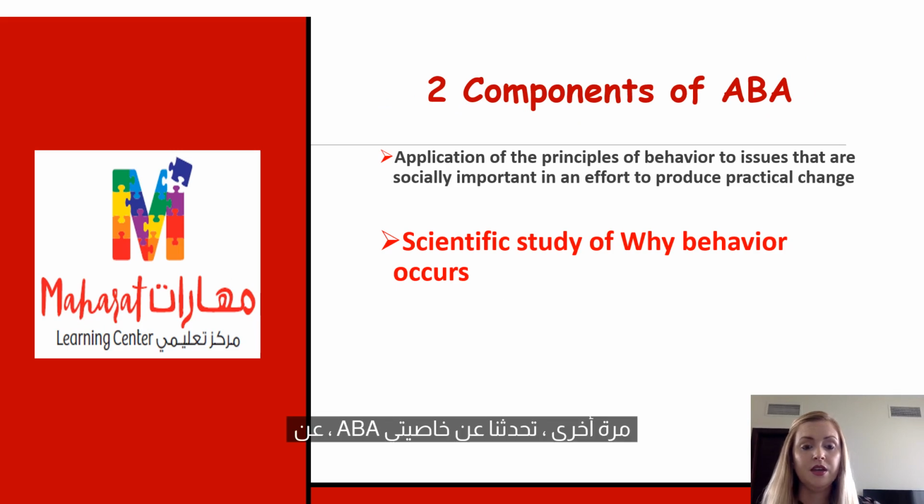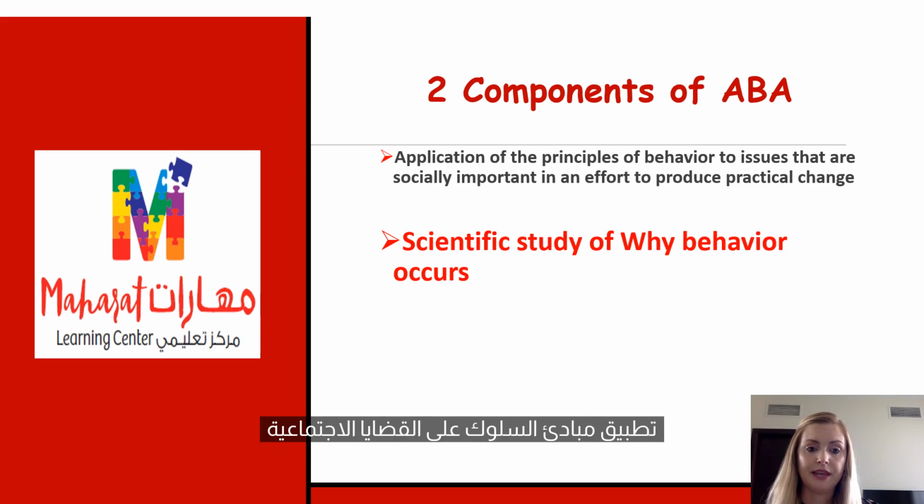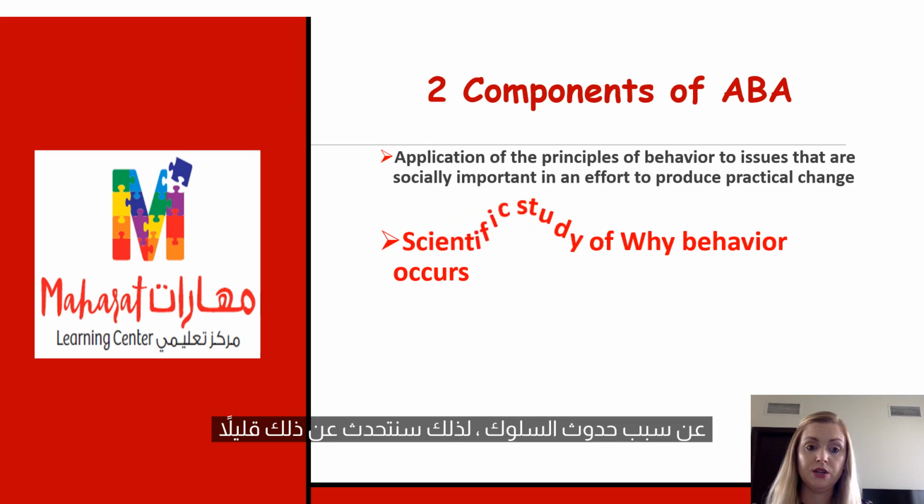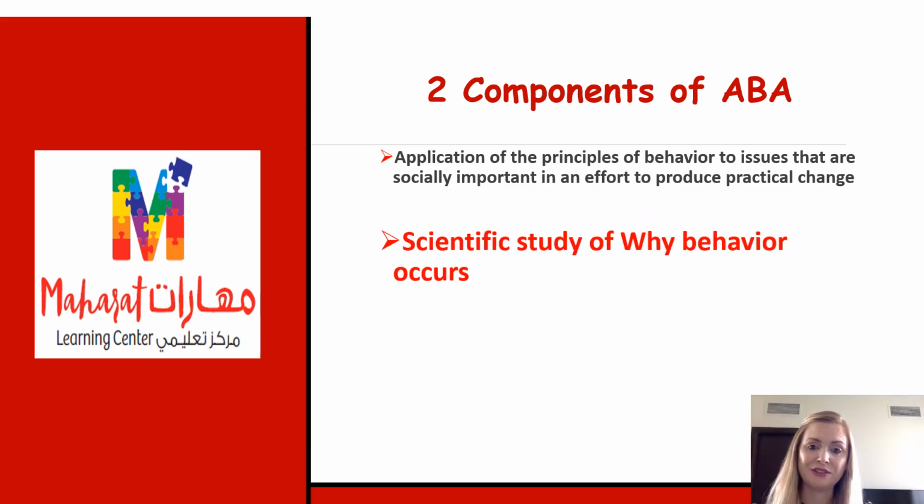So again, the two characteristics of ABA: we talked about the application of the principles of behavior to issues that are socially significant. And then another characteristic was the scientific study of why behavior occurs. So we're going to talk about that a little bit now.